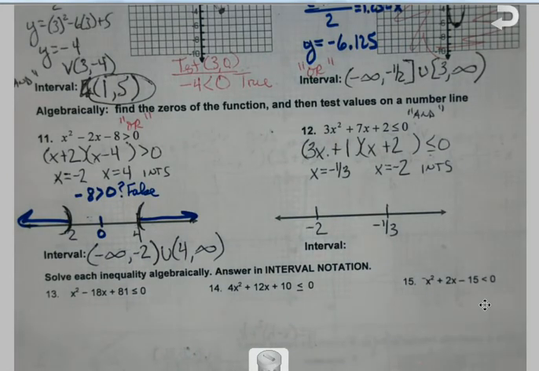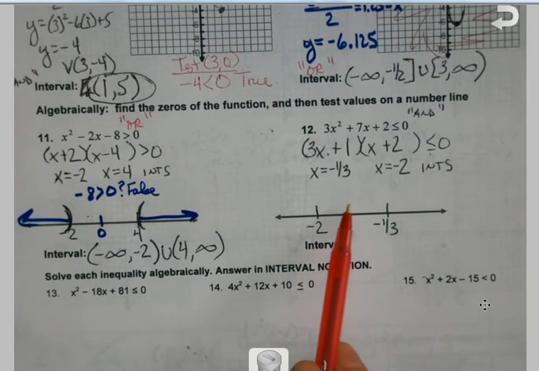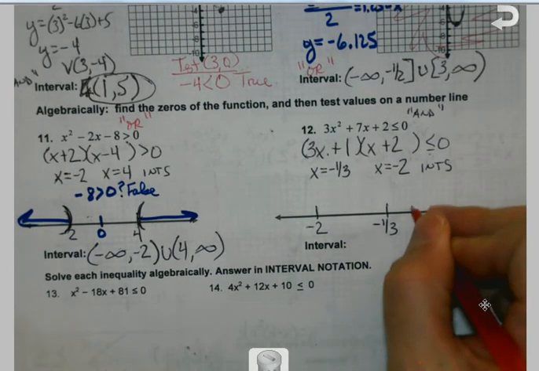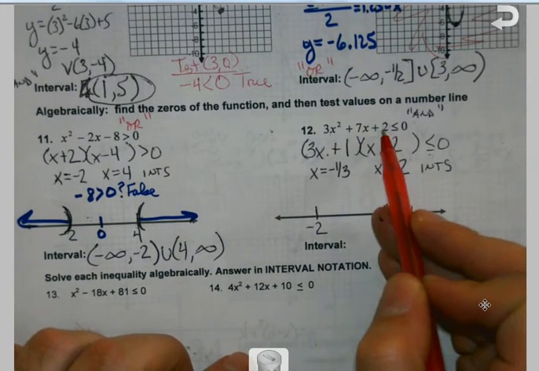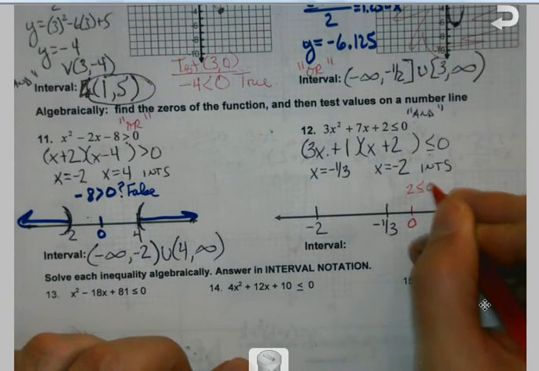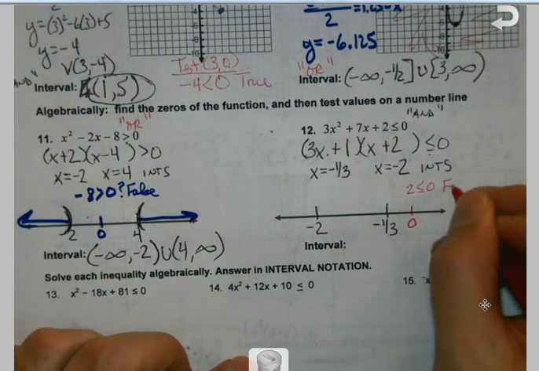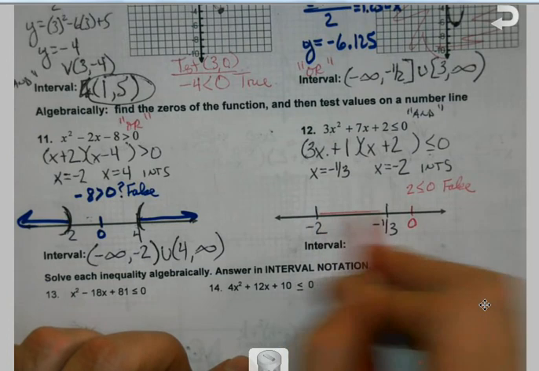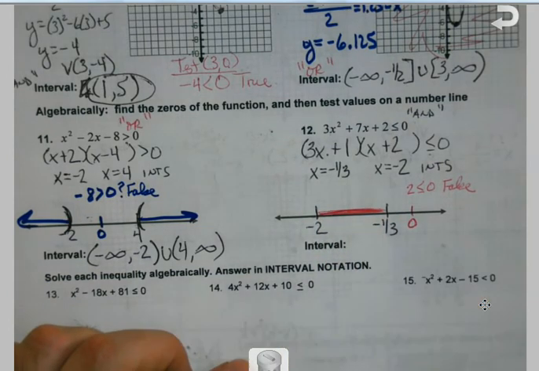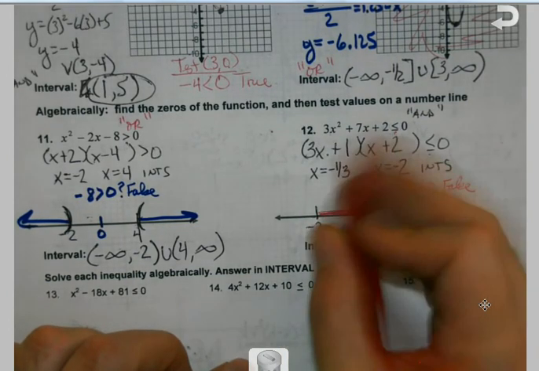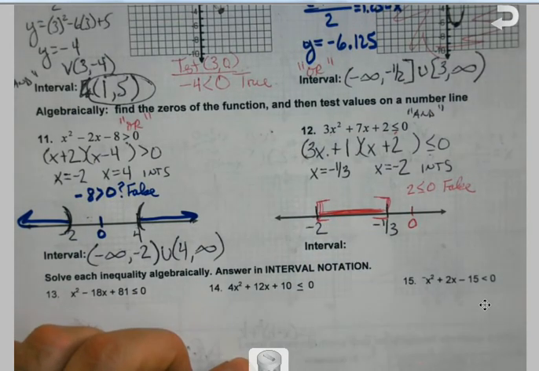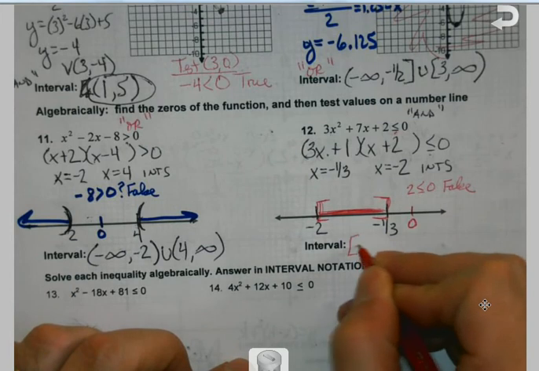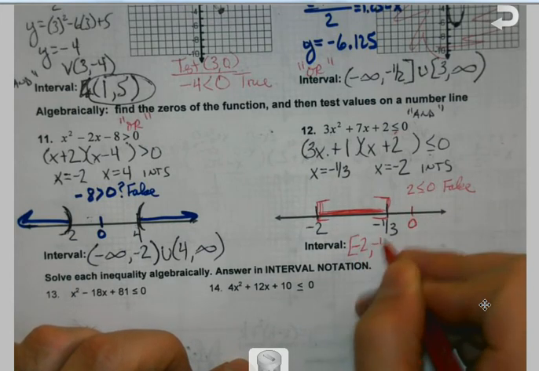Now again, this is just me. If you wanted to test -1 to test the middle, you could. I like to keep testing wherever 0 would be, so that makes life simple. 0 plus 0 plus 2 is 2. Is 2 less than or equal to 0? No. Which typically tells me it's going to be this middle section with brackets. And the nice thing about that is basically it's just your two endpoints.